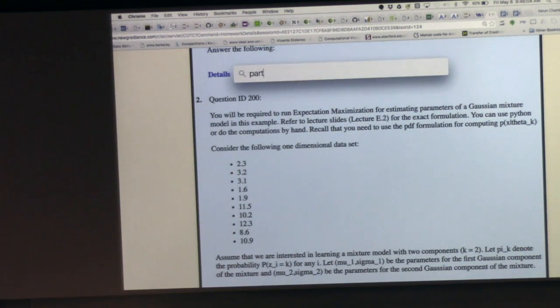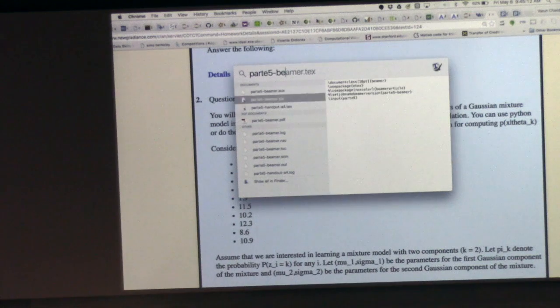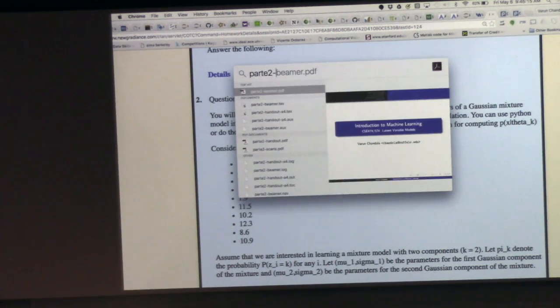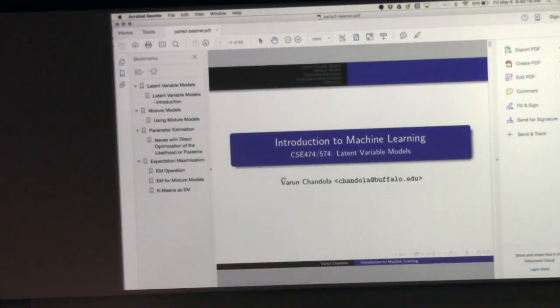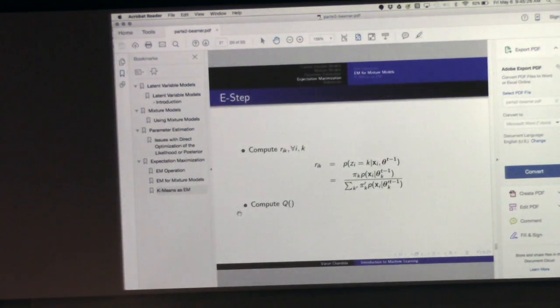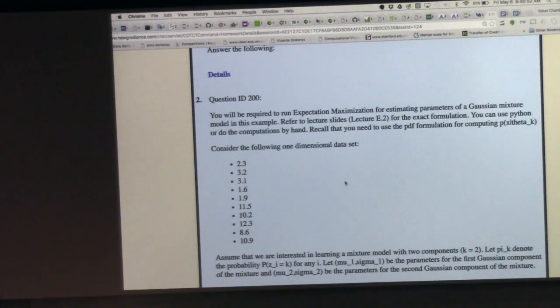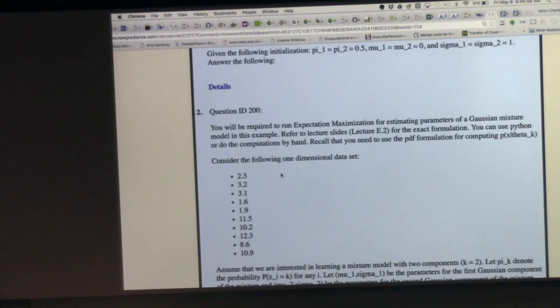So refer to the E2 slides, and here we have these equations. There's an E step in which you compute, for every data point denoted by i and for every mixture component k, these values given your current estimate of theta, which is your parameters. And in the M step, you recompute your parameters using the r_ik that you computed in the E step, right? So these are two specific steps that you need to follow, and all you need to do in these two problems is basically fit those values in, right?